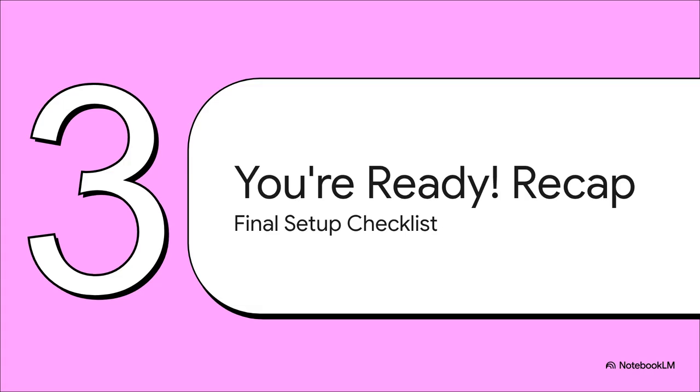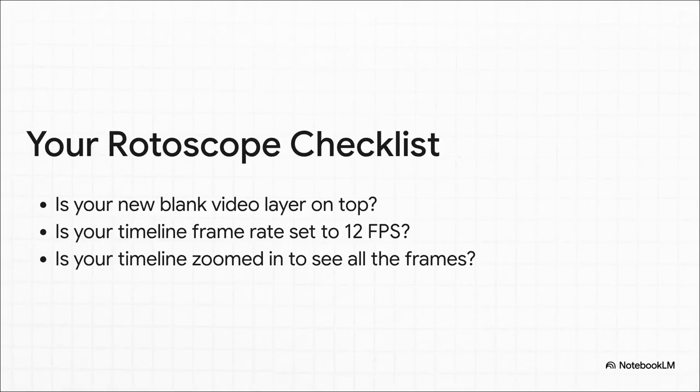And that's it. You did it. Your Photoshop file is now perfectly set up and you are ready to start animating. But before you just jump in, let's do a super quick final recap just to make sure everything's good to go. Just run through this quick mental checklist. First, look at your layers. Is your new blank video layer sitting right on top? Good. Next, check your timeline. Is that frame rate set to 12 FPS? Awesome. And finally, is your timeline zoomed way in so you can see each individual frame? If you got a yes for all 3, then you are officially ready to animate.